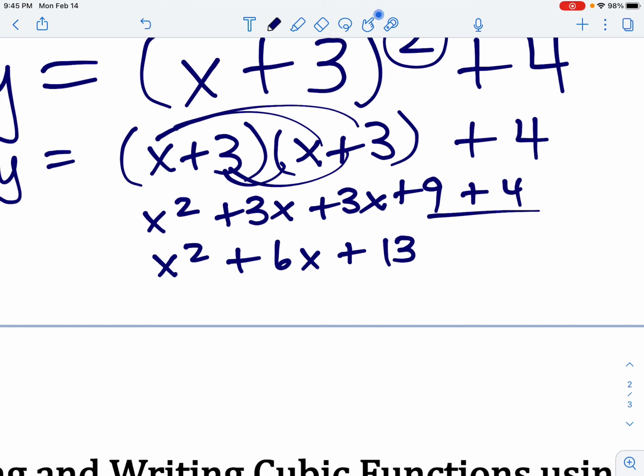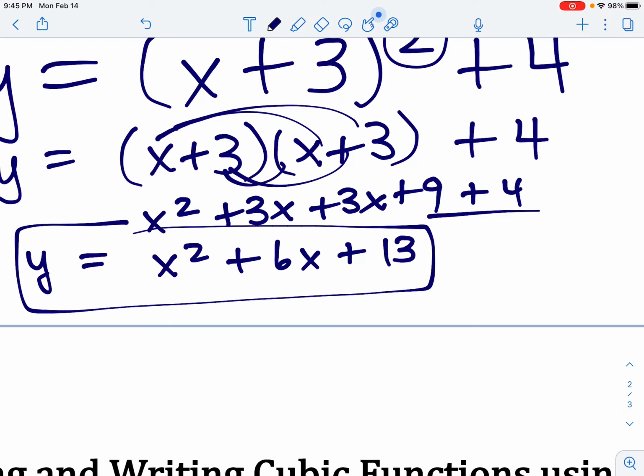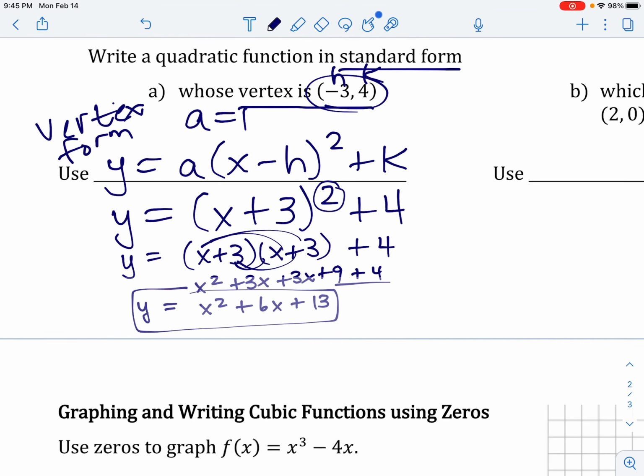So now I have this in standard form, y equals x squared plus 6x plus 13. What I did is I converted from vertex form to standard form, because I could not go straight to standard form given only the vertex. So I had to use the vertex form for that to work.